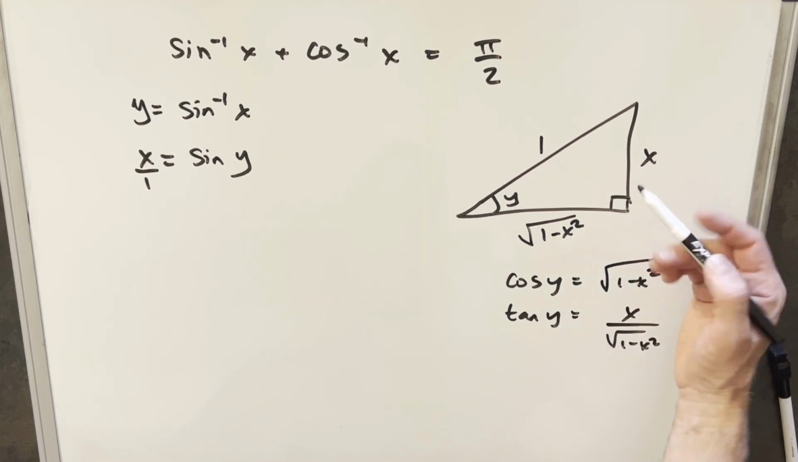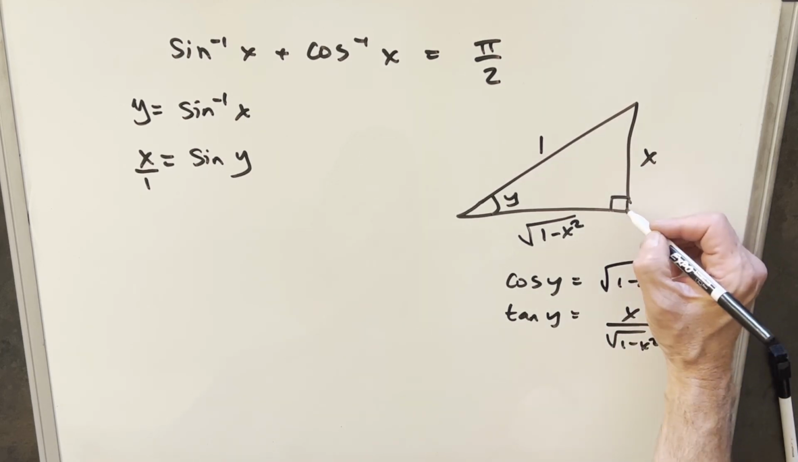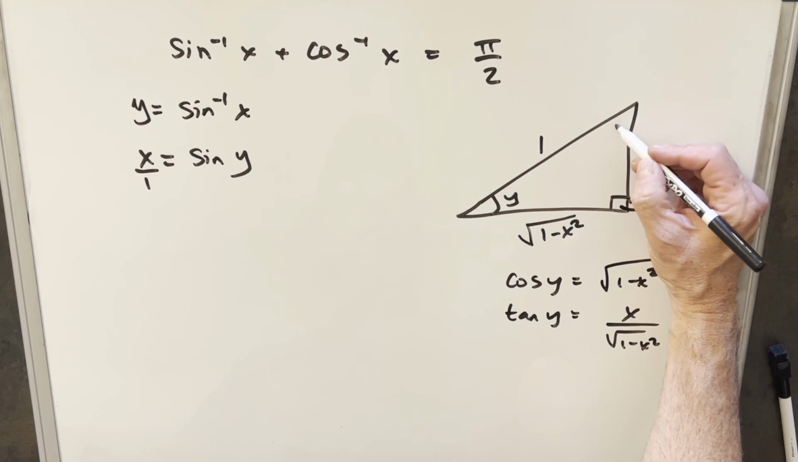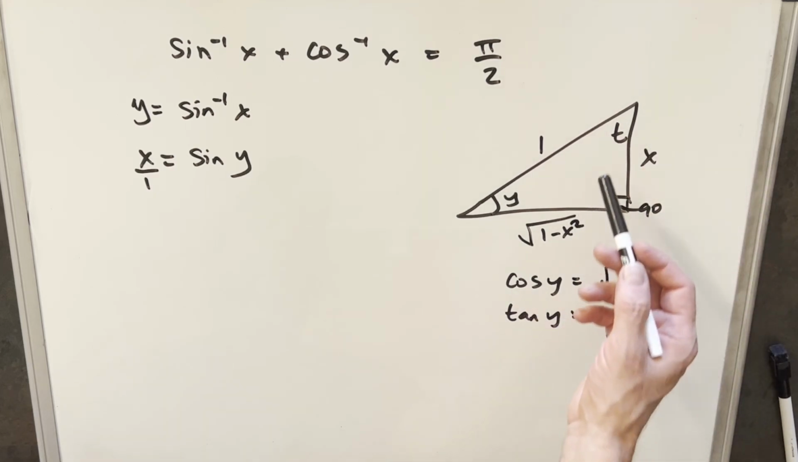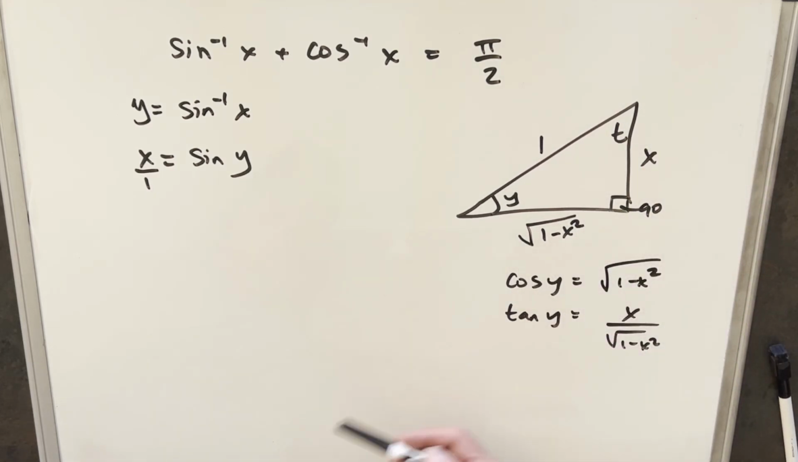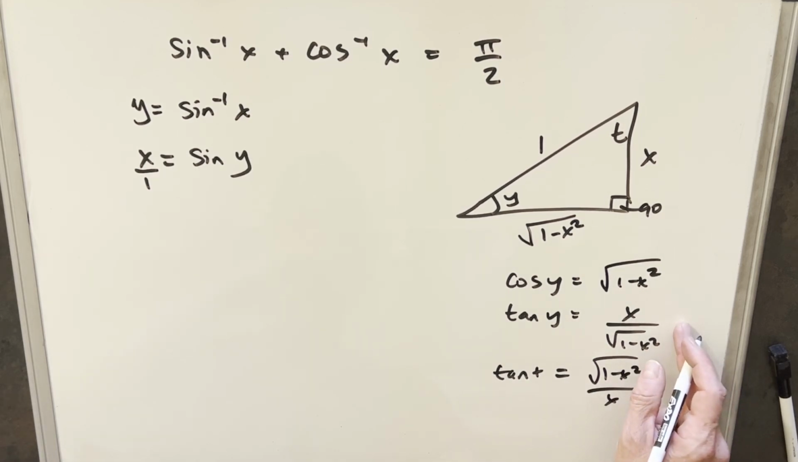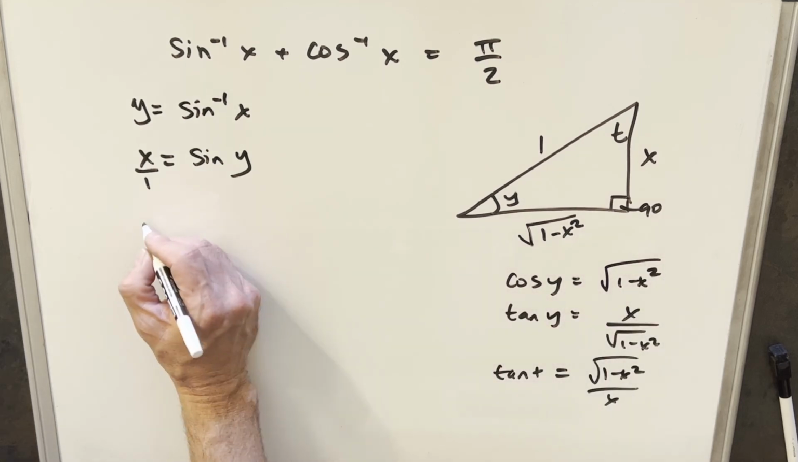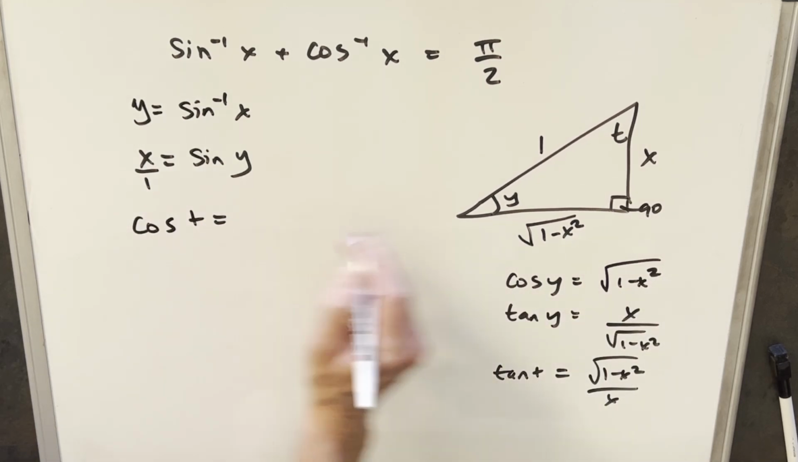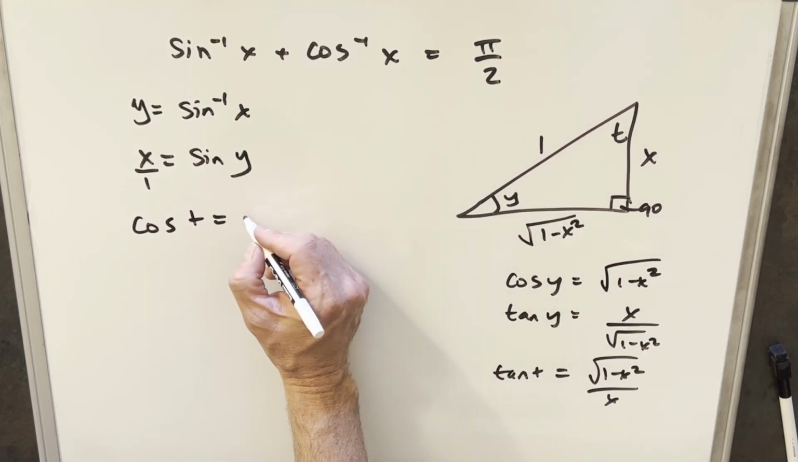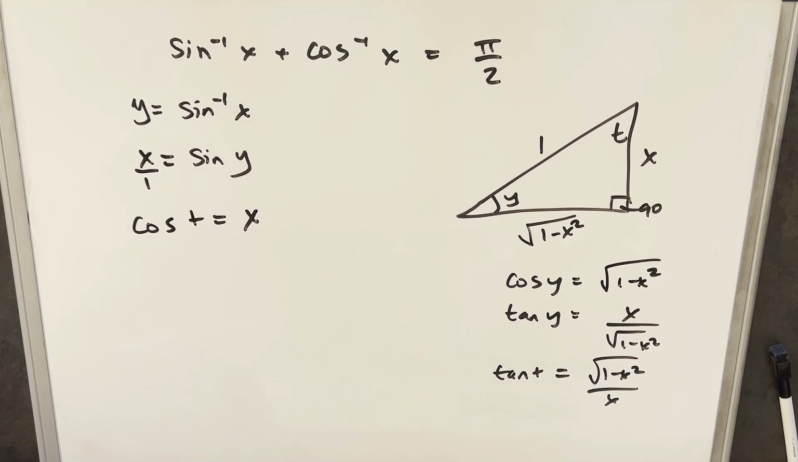But what I want to do is look at our third angle. We've got our 90 degrees here, we've got our y. Let's call our third angle t. And with t, we could do the same thing. We could find a bunch of different values, like for tangent of t, opposite over adjacent. That's just going to be the square root of 1 minus x squared over x, the reciprocal of this, of course. Now we could look at cosine of t. For cosine of t, that's going to be adjacent over hypotenuse, so that's just going to be x over 1, or just x.